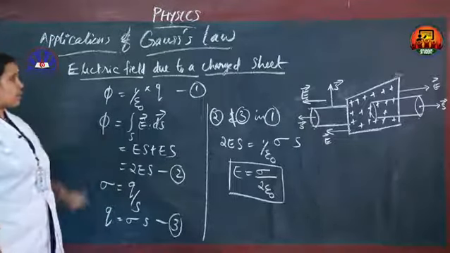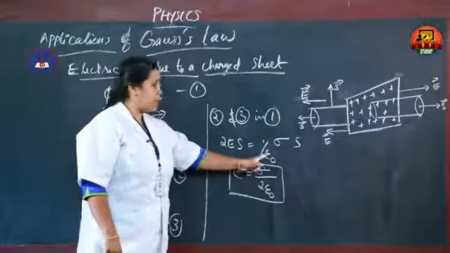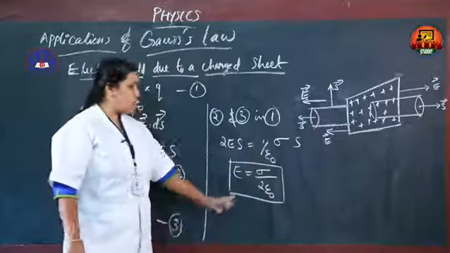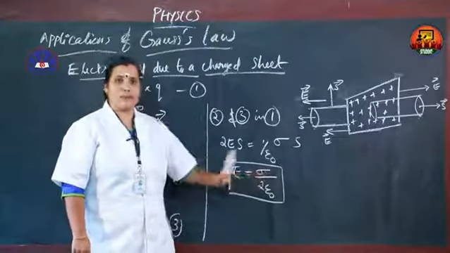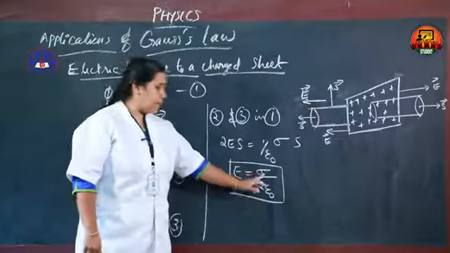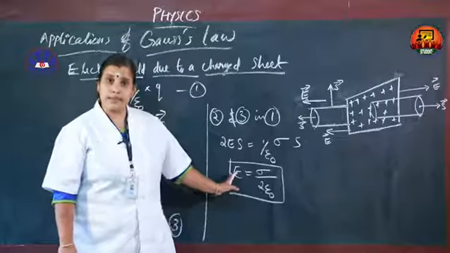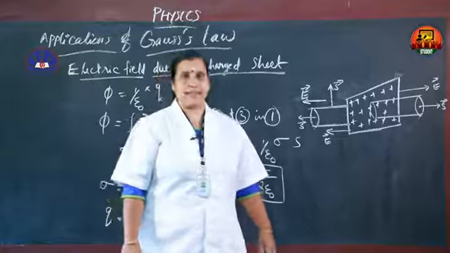Now substitute in the first equation, so that you will get 2ES is equal to 1 by epsilon 0 into sigma S. Cancel S on both sides, so that you will get electric field E equals sigma by 2 epsilon 0. That means sigma is a constant, epsilon 0 is a constant. That means the field due to a charged sheet is always a constant. It doesn't depend on the distance.